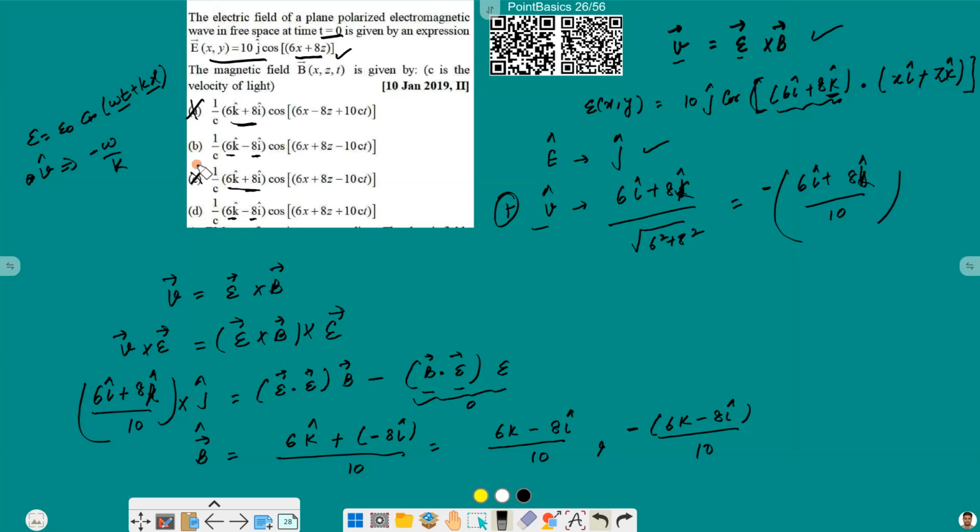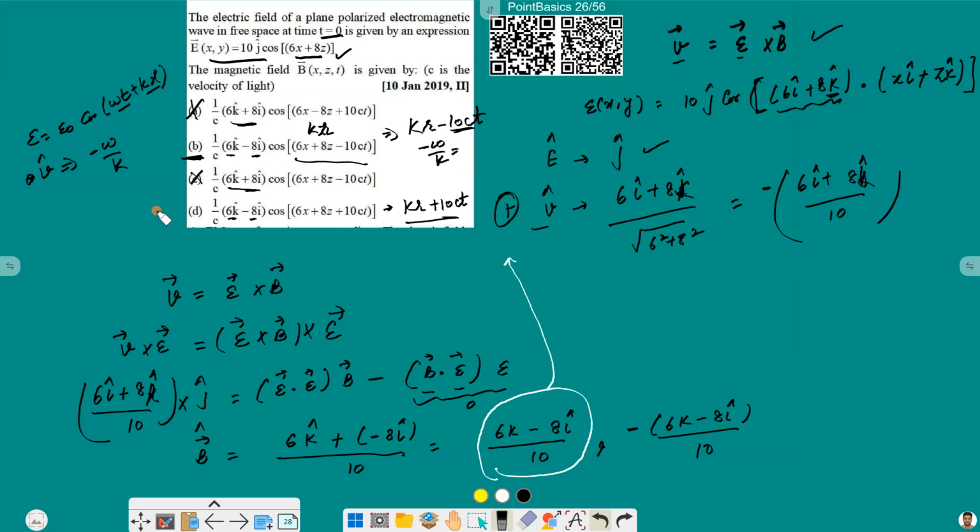Now we have to deduce between B and D. For that, we can check the direction of the velocity. We know that this direction came when we considered velocity as positive. In these options, assuming this term we can write as k times some vector r, this is kr − 10ct, and this is kr + 10ct. Now, if we check the sign of velocity, here it will be −ω/k. Here ω is negative 10c, so that will become positive. So here velocity is positive. In this one velocity is positive, and in this one velocity will be negative.